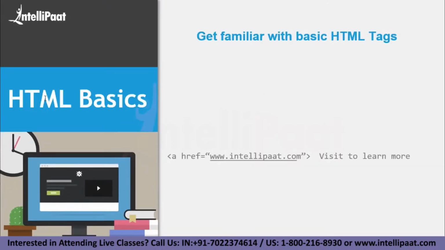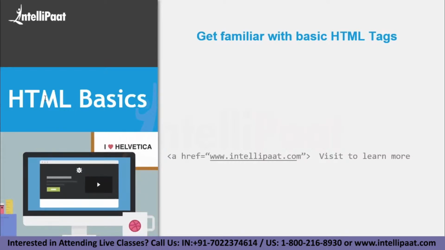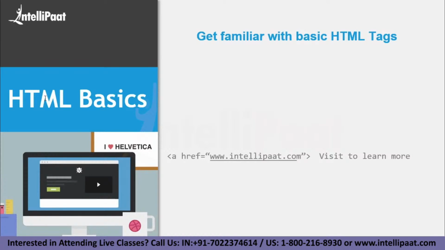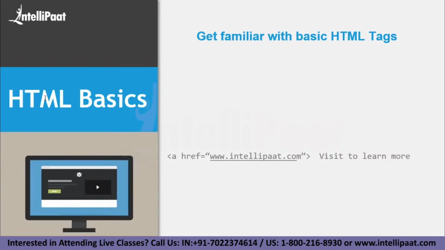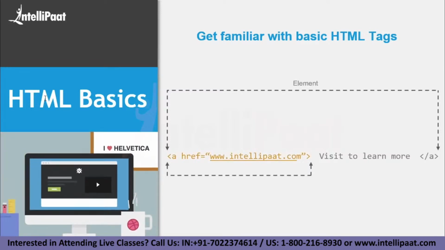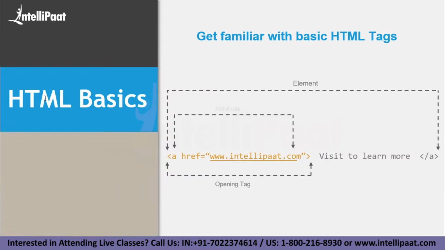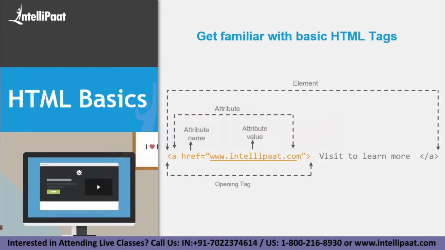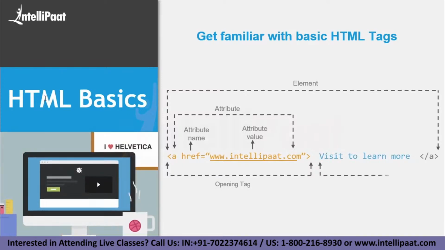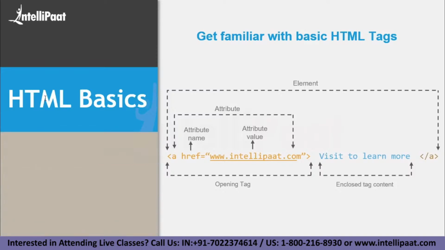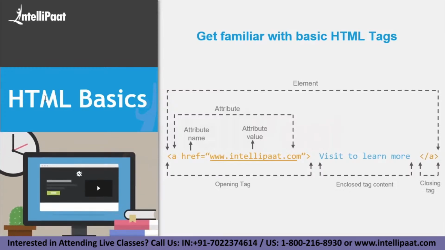What we have up here is a href equals www.intellipaat.com. So this is the tag. And what is my text that has to be hyperlinked to this website? It's visit to learn. Then we close the tag. So this entire thing is known as an element. The a href part is the opening tag or the A tag, and inside that we have attribute name as href and attribute value as www.intellipaat.com. Moving ahead, we have the enclosed tag content, visit to learn more, which will be hyperlinked to www.intellipaat.com. And finally, we have /a as the closing tag.